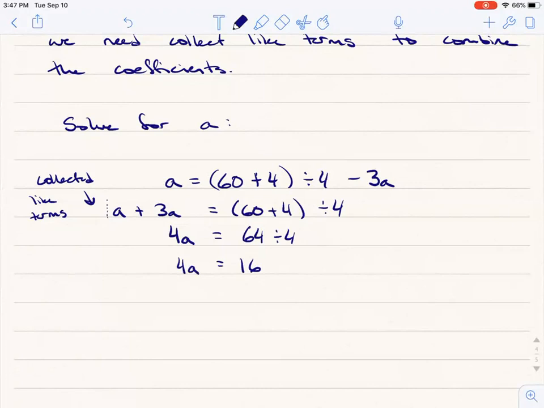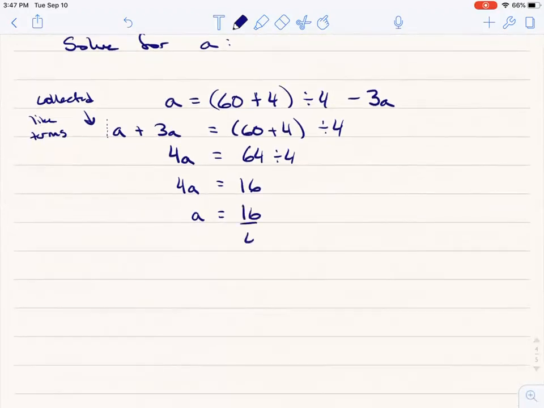So we want to get A on its own, right? We're trying to solve for A. And so what we have to do is move the 4 over to the other side. It's multiplying here, so to move it over, we have to divide both sides by 4. So we've got A is 16 divided by 4, and so A is 4. Woohoo! Any questions about that one? Cool.